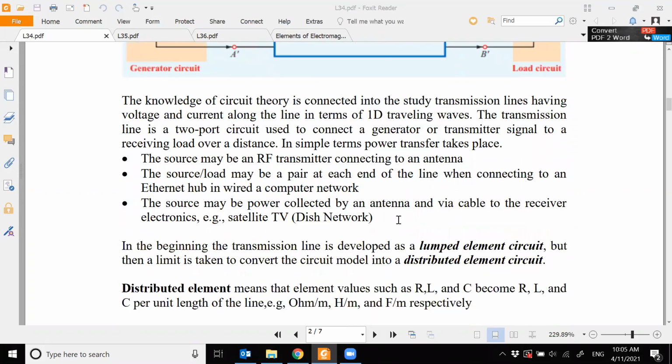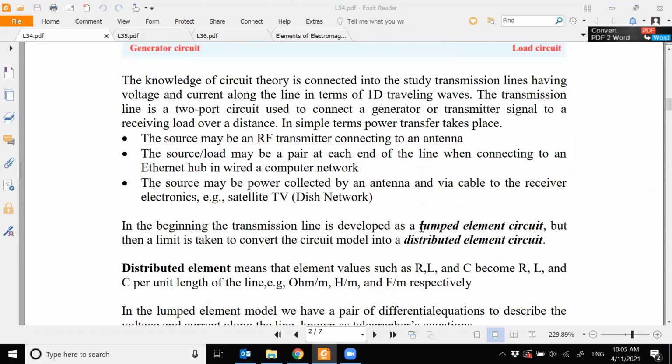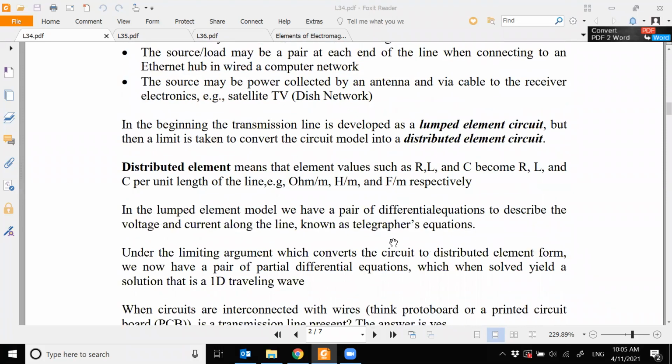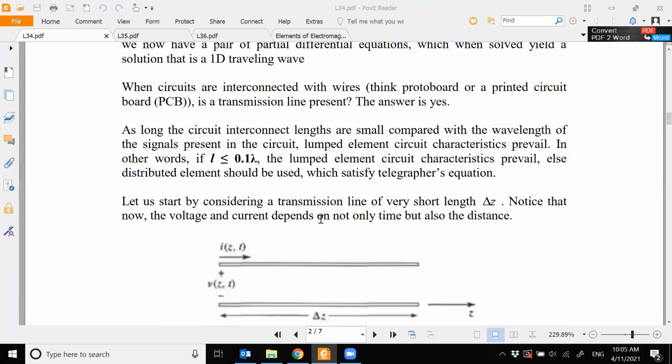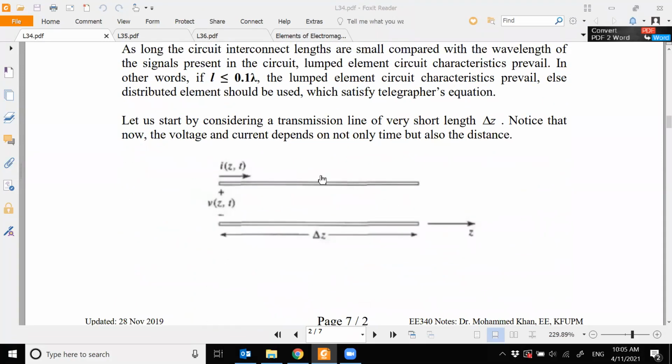modifications. And the modifications were, we did not use the lumped element circuits. We used the distributed element circuits, because this is what prevails when the interconnections between the circuits is greater than 0.1 lambda, which is typically the case for the transmission lines. And then we started with a small piece of transmission line of very small elemental length delta Z, and our objective was to find these voltages and currents, how they behave here. That means we need to solve them.